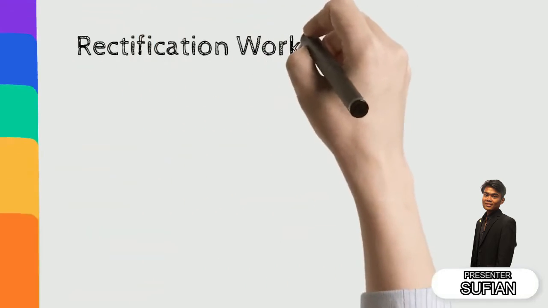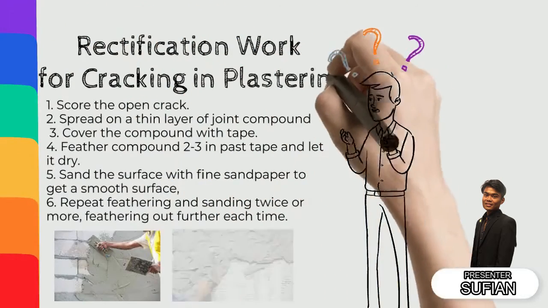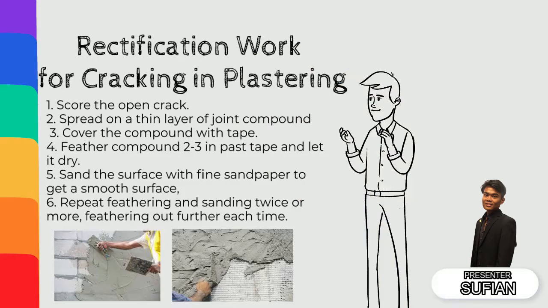Rectification work for cracking in plastering is to score the open crack, spread on a thin layer of joint compound, cover the compound with a tape, and feather the compound 2 or 3 passes past the tape and let it dry. Sand the surface with fine sandpaper to get a smooth surface. Repeat feathering and sanding twice.